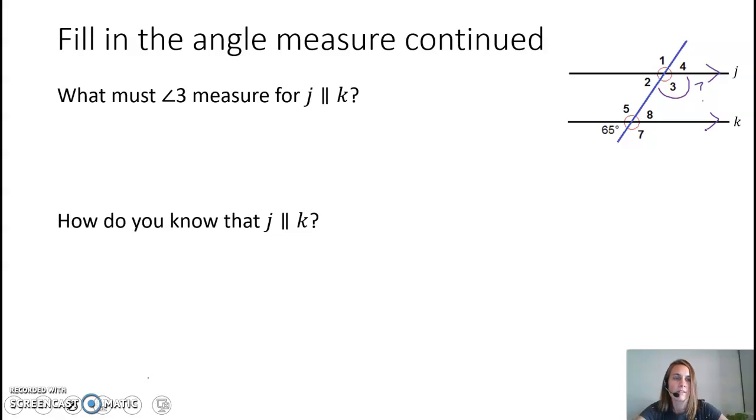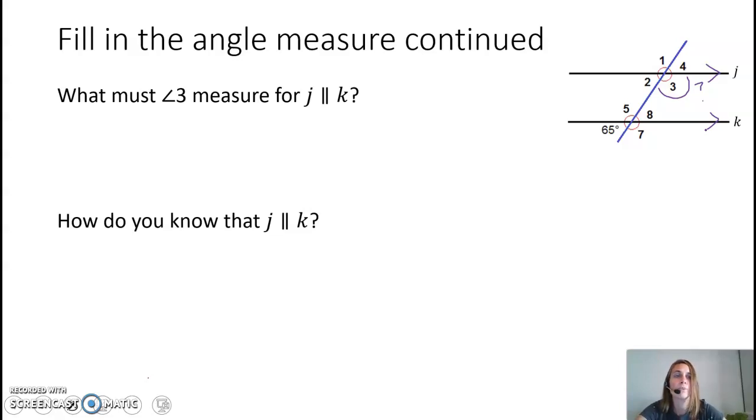Those two angles, 65 degrees and angle 3, don't have any special relationship, right? They're not corresponding because 3 is in the bottom right, 65 is in the bottom left. They're not alternate interior because 65 is exterior, which means they're also not consecutive interior. They're not alternate exterior because 3 is interior. So none of those angle relationships can work. But we can use a combination of angle relationships to make it work.